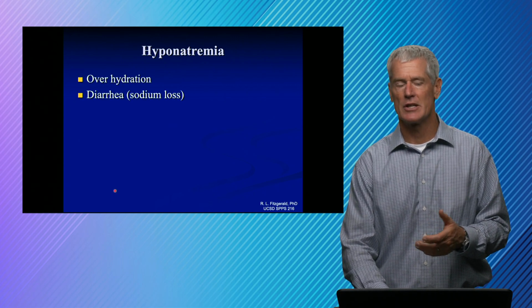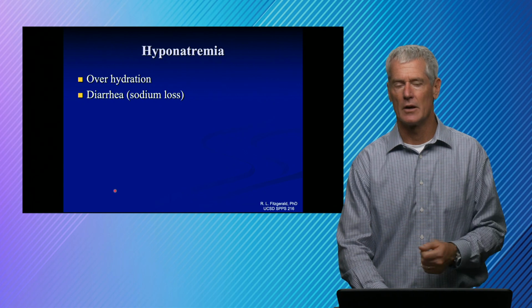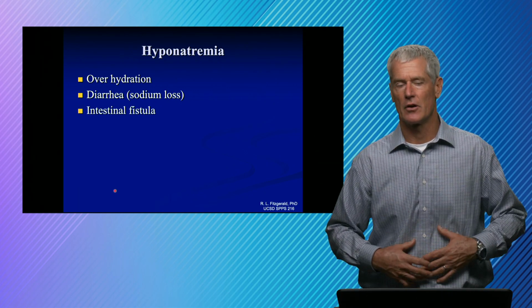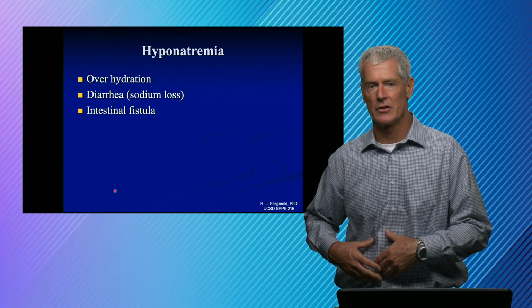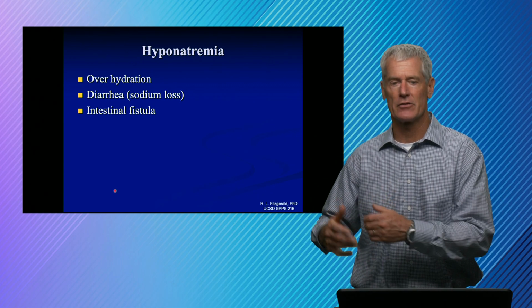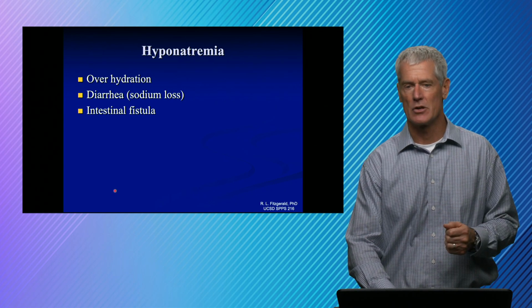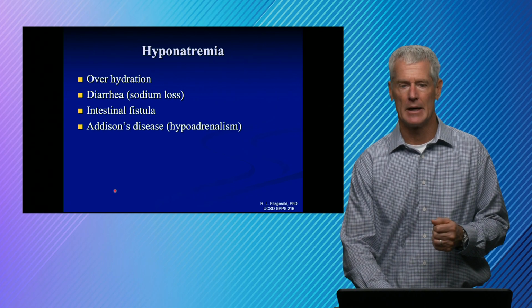Hyponatremia: overhydration, diarrhea when you're losing a sodium-rich fluid. Intestinal fistula, so a fistula is simply an abnormal passage. Essentially, you're leaking out intestinal contents rich in sodium, so you become hyponatremic. You have low sodium in the blood.